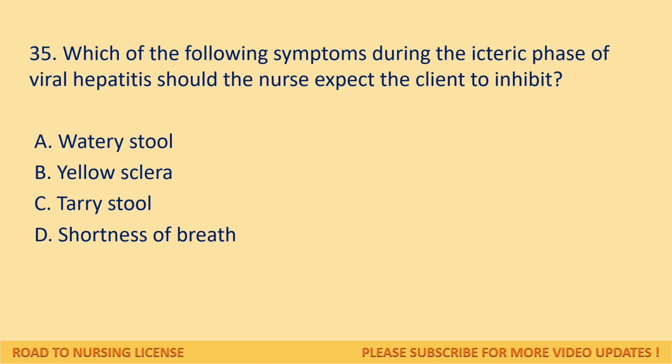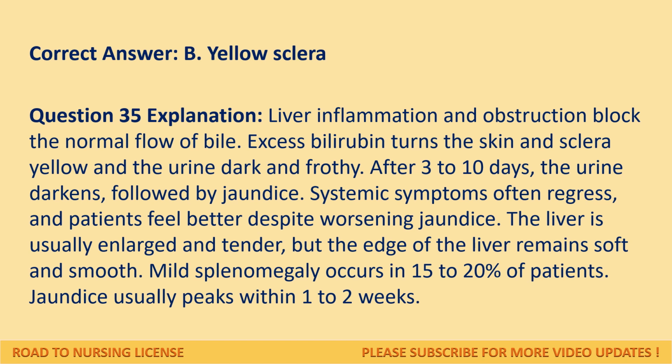Question 35. Which of the following symptoms during the icteric phase of viral hepatitis should the nurse expect the client to exhibit? A. Watery stool. B. Yellow sclera. C. Tarry stool. D. Shortness of breath. Correct answer, B. Yellow sclera. Question 35 Explanation. Liver inflammation and obstruction block the normal flow of bile.